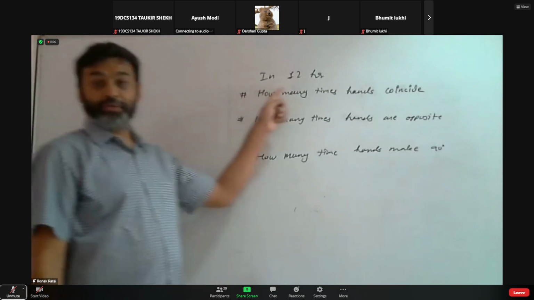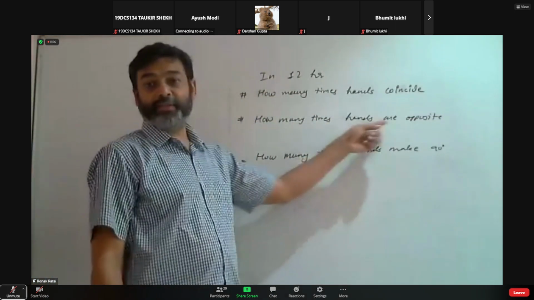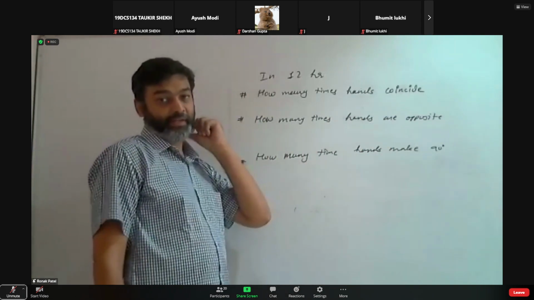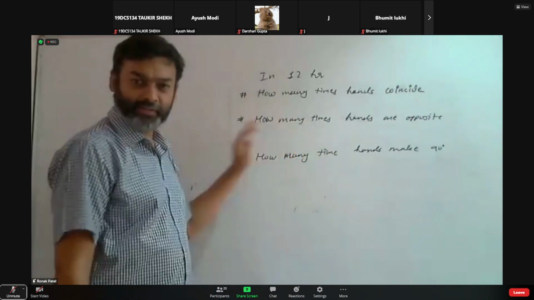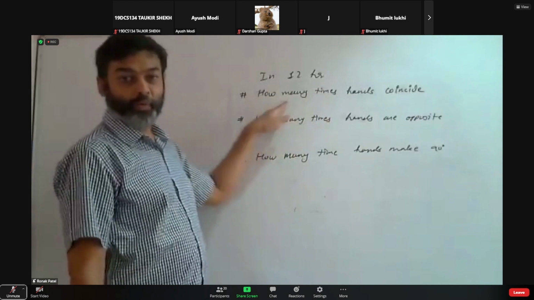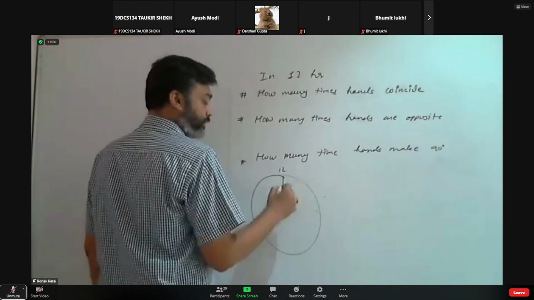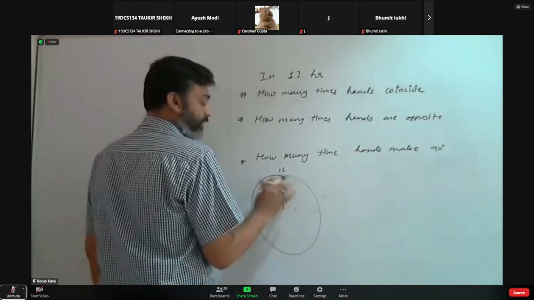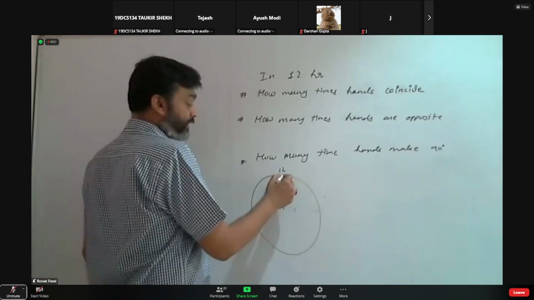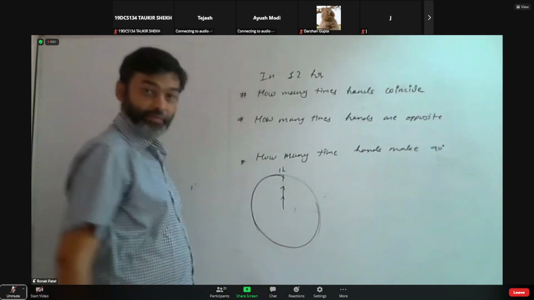So in a 12-hour duration, how many times do the hands coincide? How many times are the hands opposite? And how many times do the hands make 90 degrees? These three questions are very much repeated in exams, and there is a direct answer also. But anybody can try. Coincide means what? You can start with 12, where both hands coincide. Now after what time will they coincide next? If you think in this way.